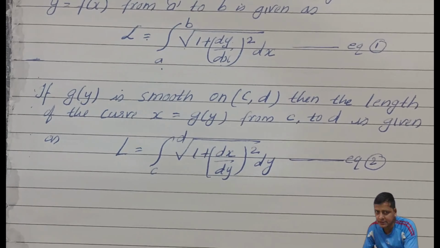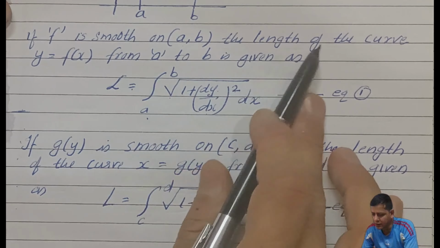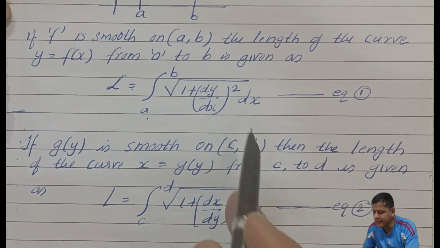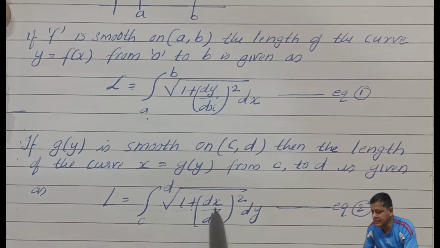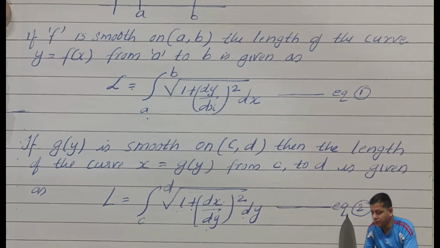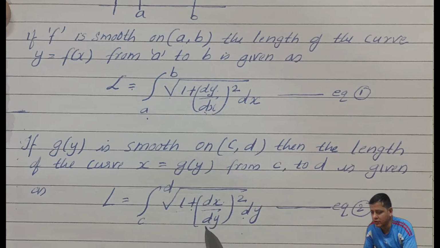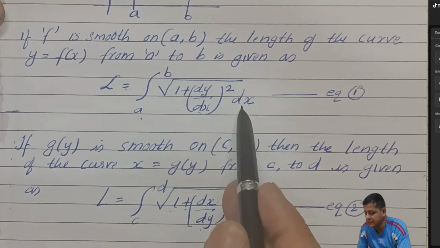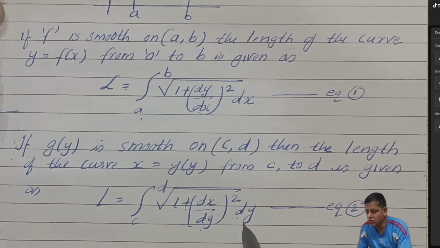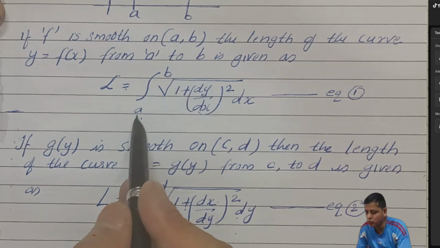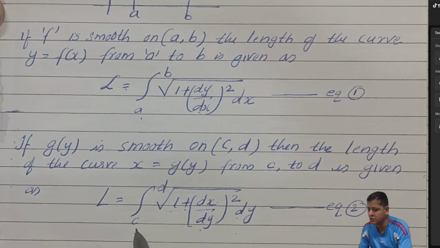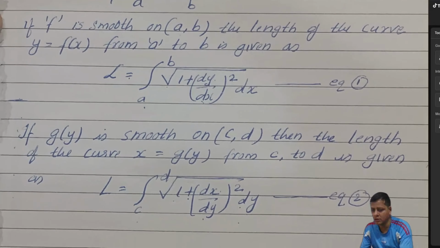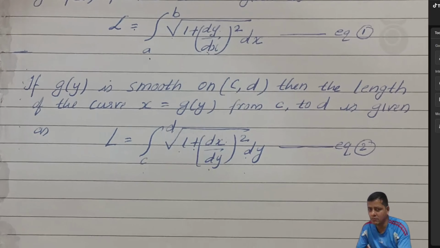So I think we are very clear with both equations. In one case, if f is smooth on [a, b], the length of the curve y = f(x) from a to b is the integral from a to b of the square root of 1 plus (dy/dx) squared, dx. In the other case, we have the integral from c to d of the square root of 1 plus (dx/dy) squared, dy, and this is equation 2. In one case we got (dy/dx) squared, in the other (dx/dy) squared. Here we integrate with dx, there with dy. Here the integration is from a to b, and there from c to d. So I think this is what the smooth curve reflects.